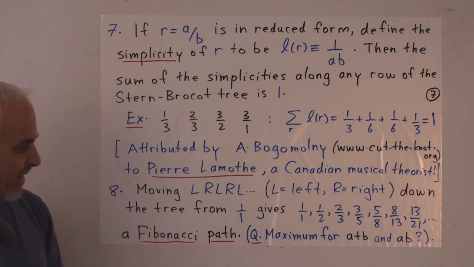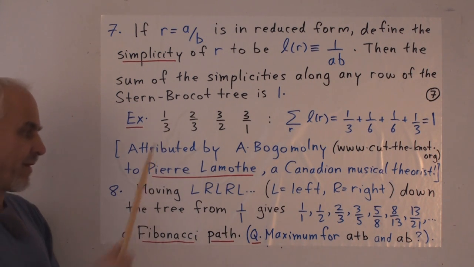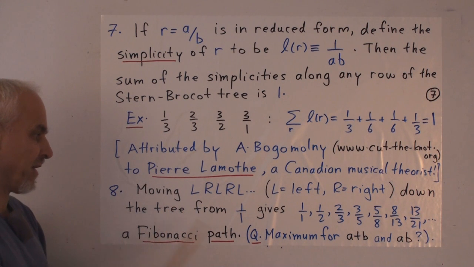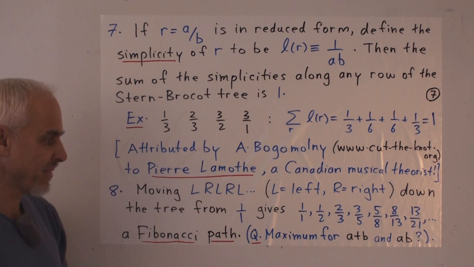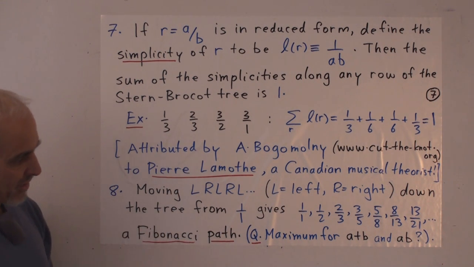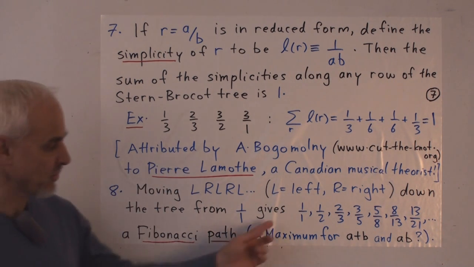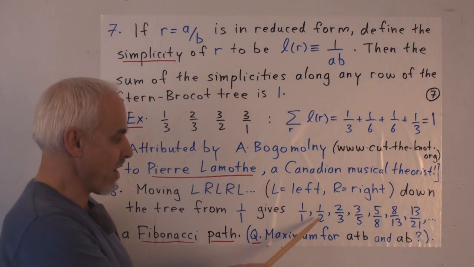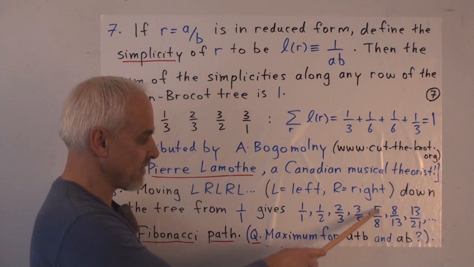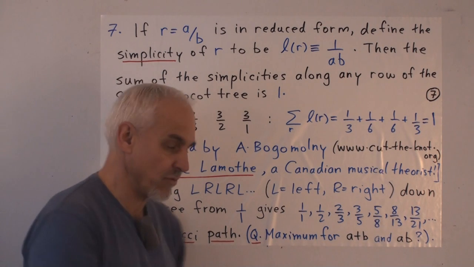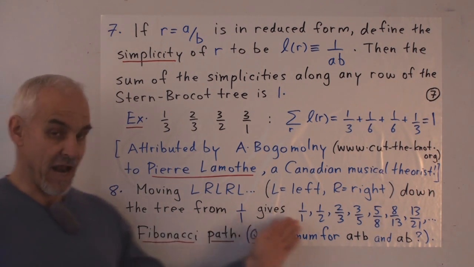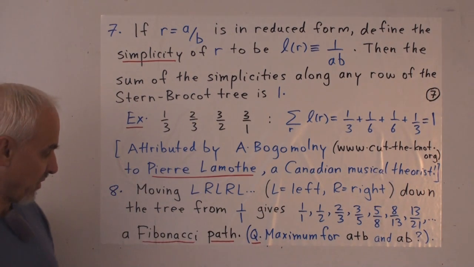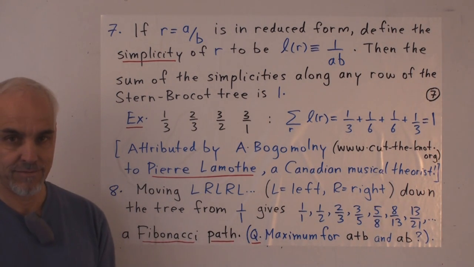Okay, another property is that if we start from 1/1, and let's say we happen to move left and then right and then left, right, left, so denoted by L, R, L, R, L, down the tree, the fractions that appear are these ones here: 1 over 1, 1/2, 2/3, 3/5, 5/8, 8/13, 13/21. And we see that these are the Fibonacci numbers. And we might call this a Fibonacci path.